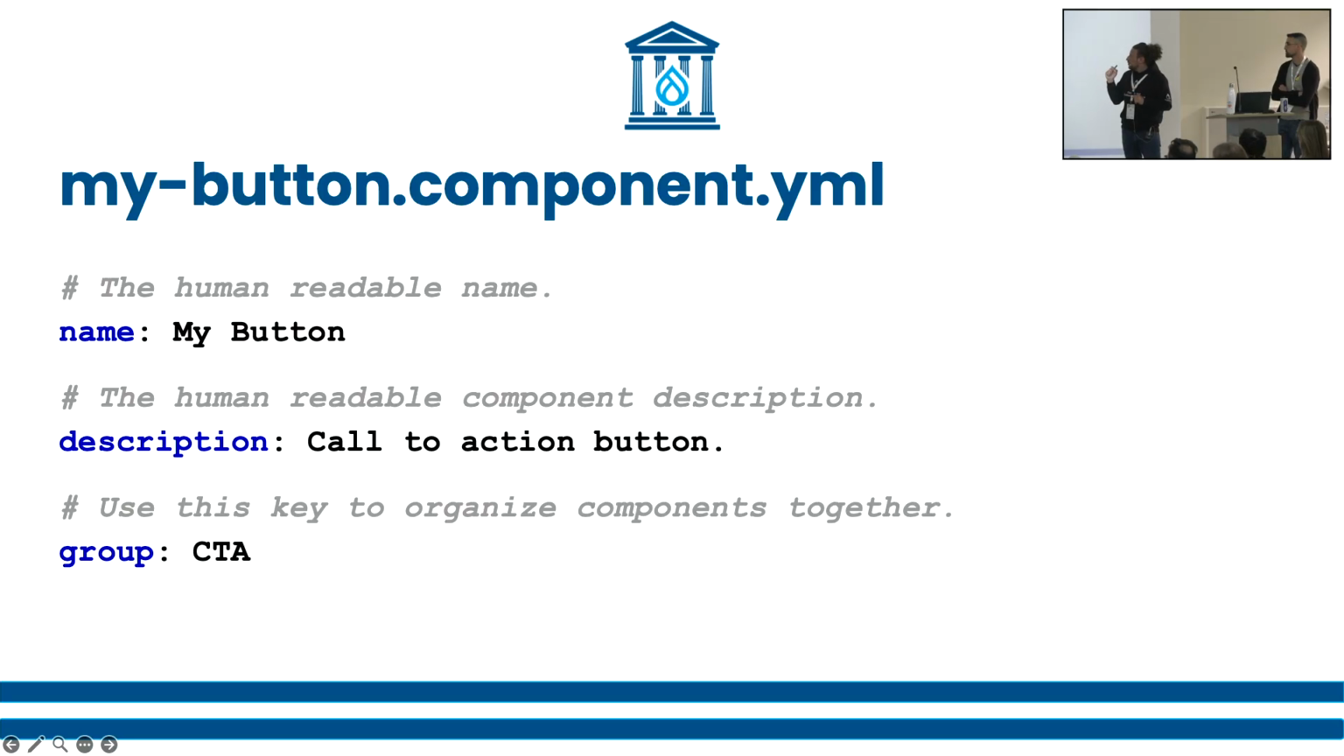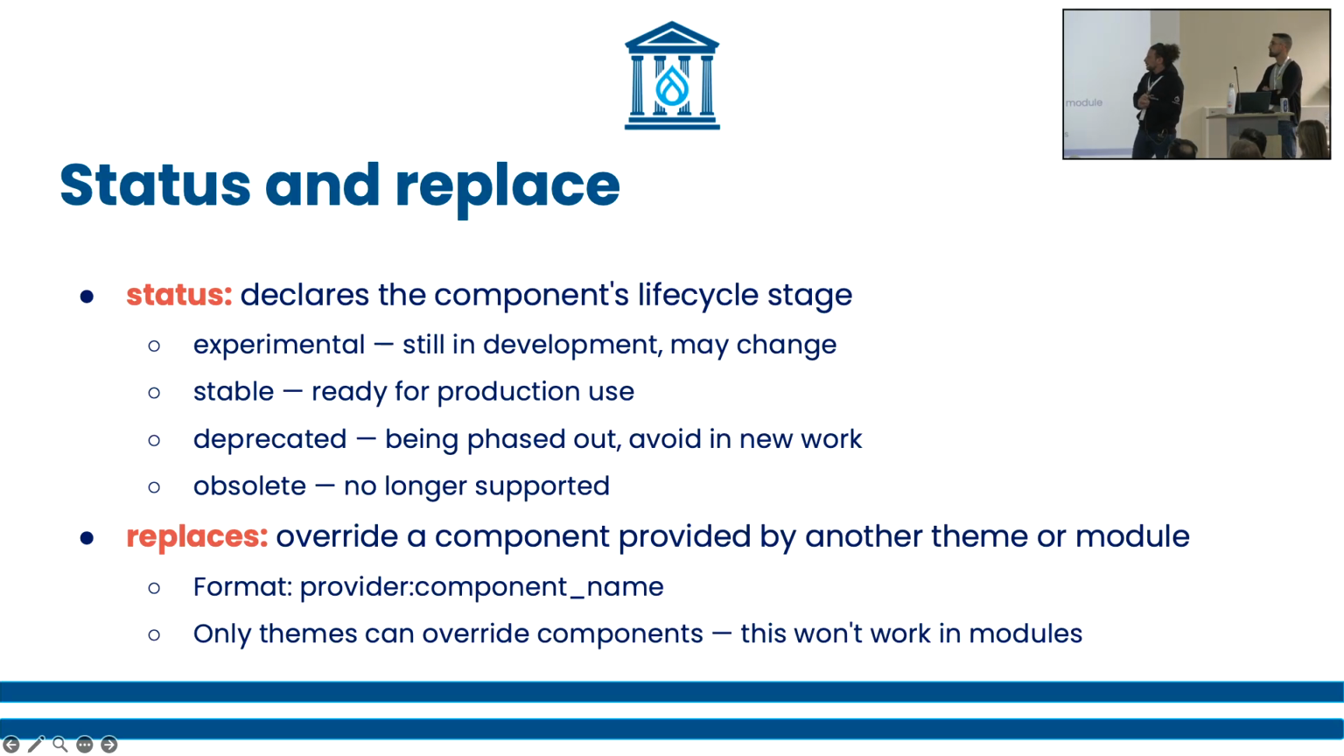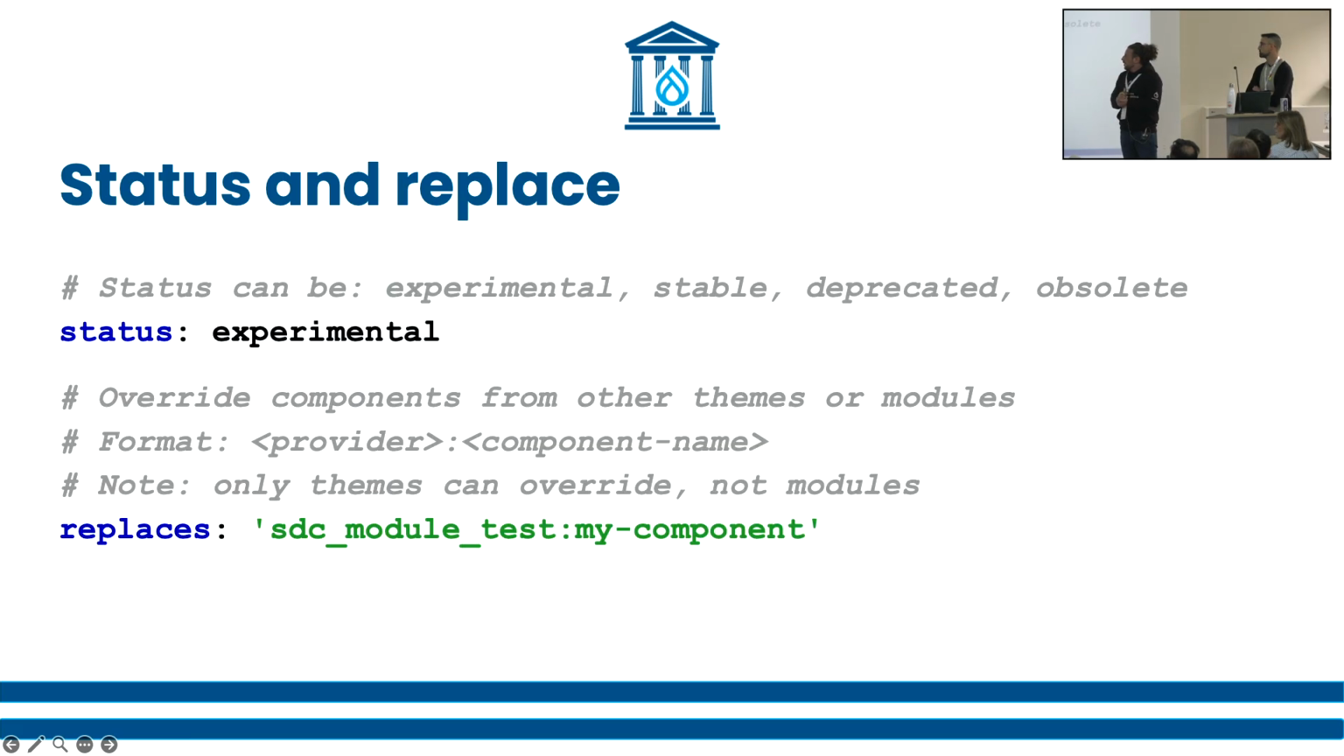Scrolling down in the component YAML, we can also add the status, if it's going to be experimental, stable, deprecated, or obsolete, and then the replace. Because other themes in Drupal also have single directory components, you can replace the behavior, actually the component, with your own in your theme. The replace does not work in the module. It only works in the theme. So this is an example of the YAML file with status and replace, where we have the module here, the theme, and then the component.